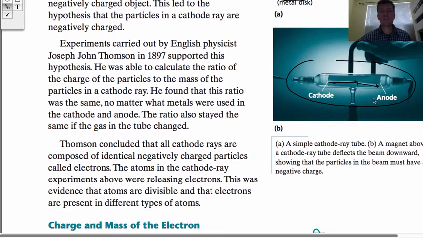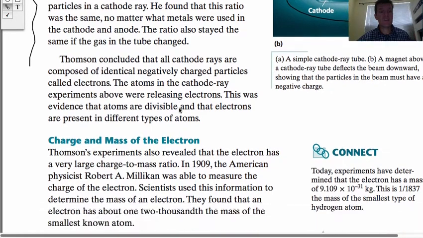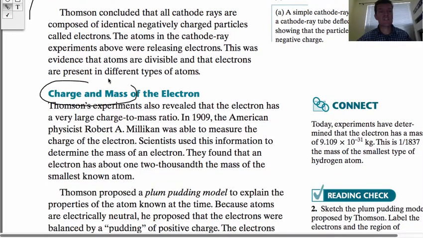Okay, so you can read a little bit about this experiment here and understand how this particular cathode ray experiment helped scientists discover the electron that had a charge and even the mass of that. It talks here about the charge and mass of the electron.